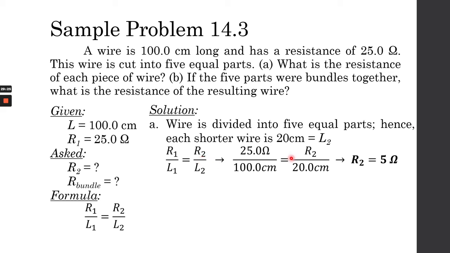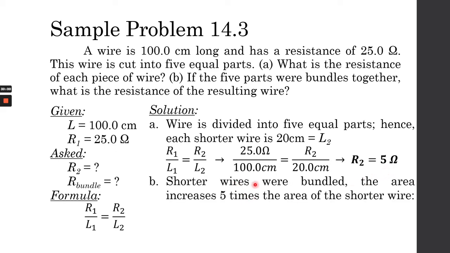So rearranging the equation or plugging in the numbers, R1 is 25 ohms. The length of our original wire is 100 centimeter. Ang hinahanap natin is R2. And the length of our new wire, yung 5 wire, is 20 centimeter each. So ibig sabihin, simple algebraic solution, yung resistance ng isang 20 centimeter wire is actually 5 ohms.